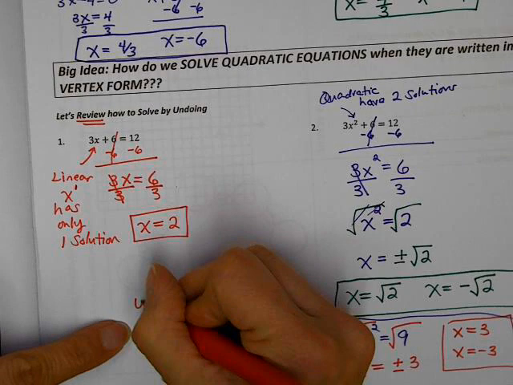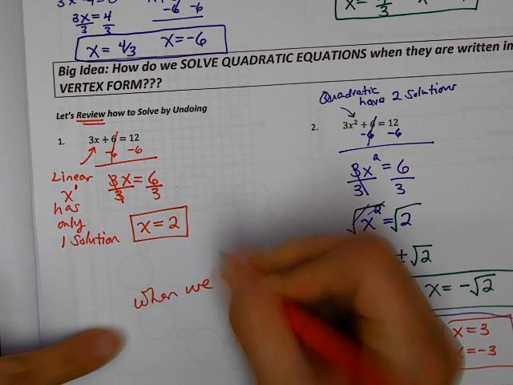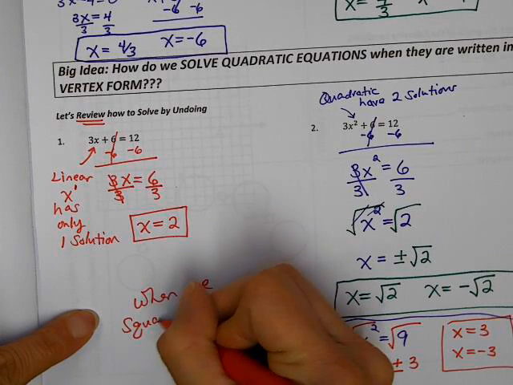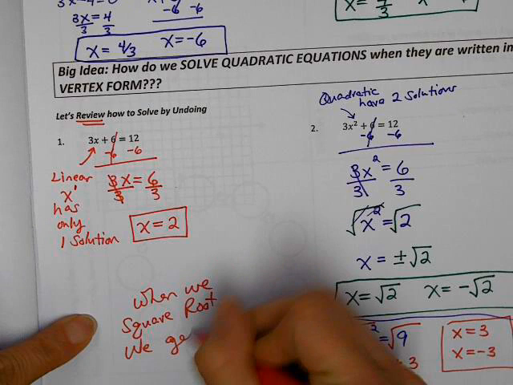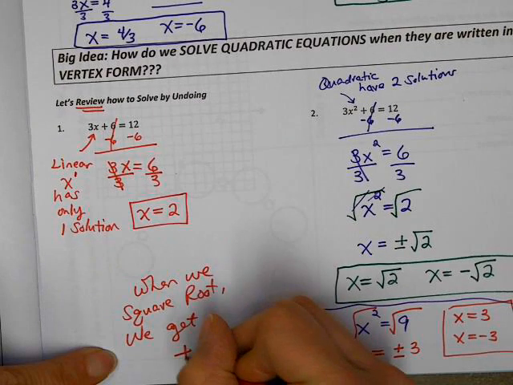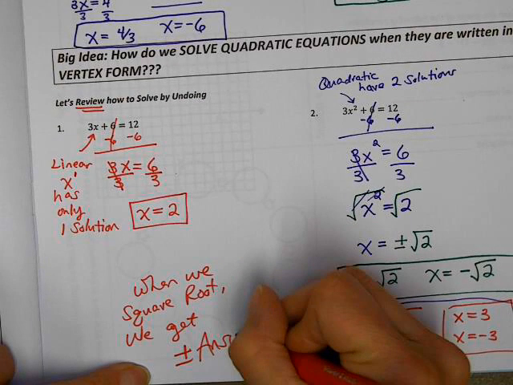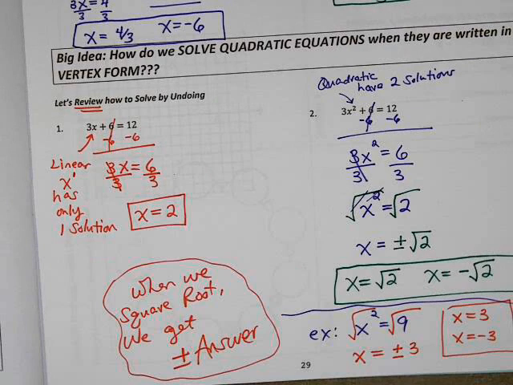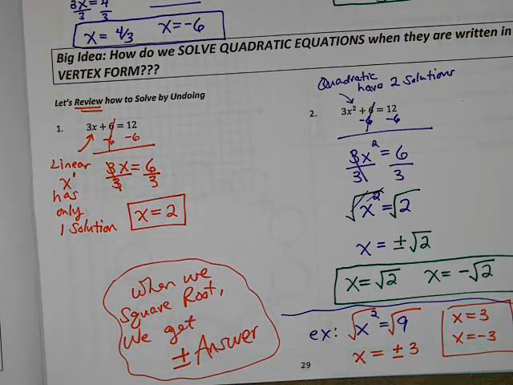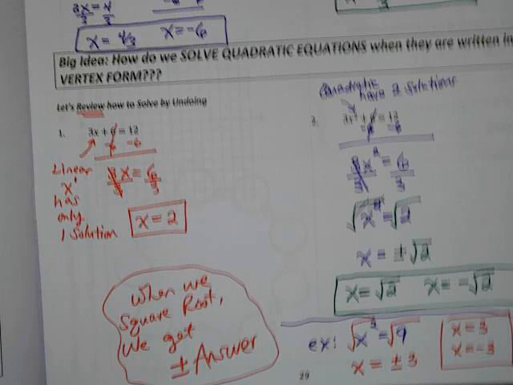Okay, when we square root, we get, I'm going to say, plus or minus answer. Okay, plus or minus, we get two answers. All right, if you have questions on calculator and radicals, let's make sure you ask me those tomorrow. All right, let's keep going.